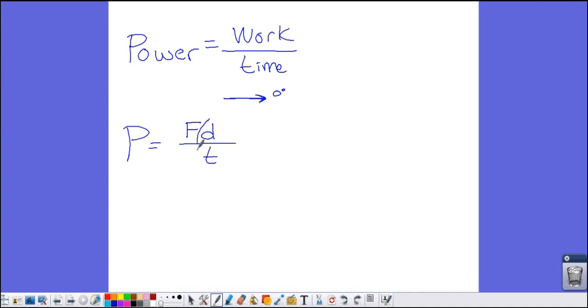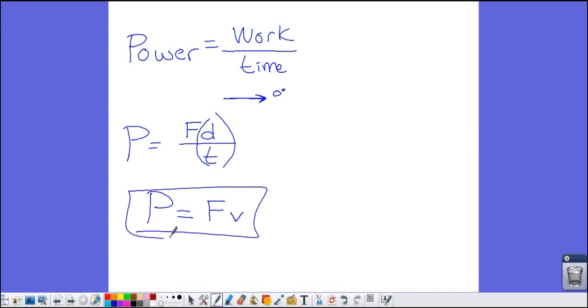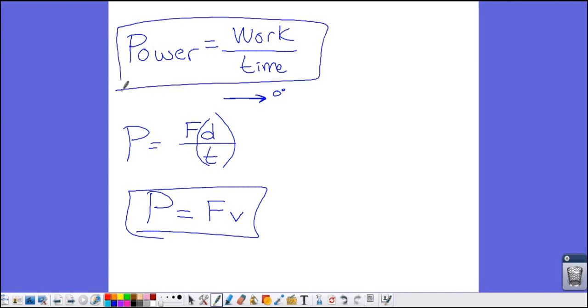Well, let's group these together. A distance divided by a time, we know that as a speed. So power can also be written as a force times a speed. So we are going to have two equations for power. First one, power is work or energy over time, and the second one, power is equal to force times speed.